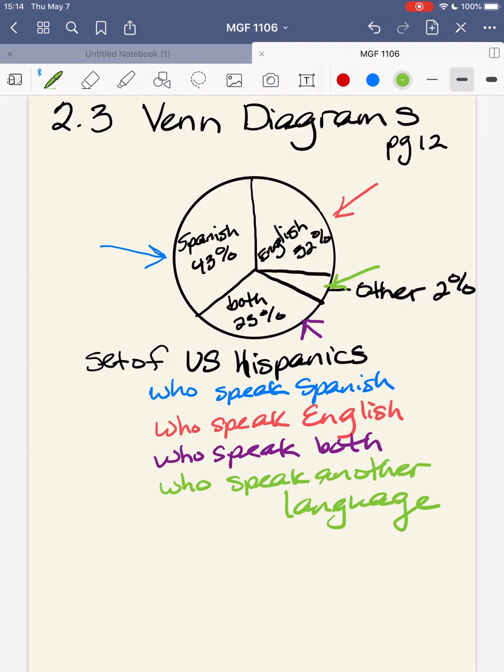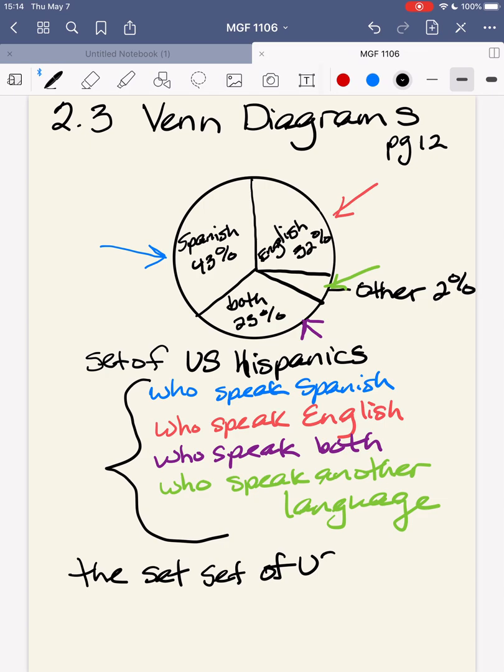Right. All 4 of these sets together describe the set of U.S. Hispanics, everyone. And when we're talking about an entire set of a group, okay, we call this our U or our universe.